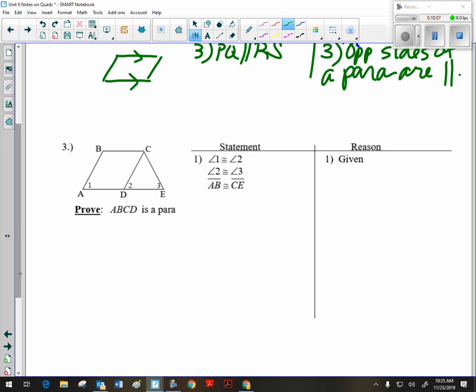In question 3, we're asked to prove that we have a parallelogram. And then I see some givens here, and we're going to go ahead and take a look at those givens and see if we can figure out what's going on.